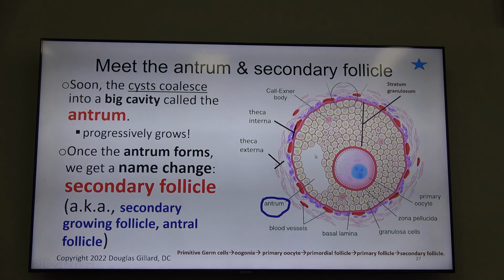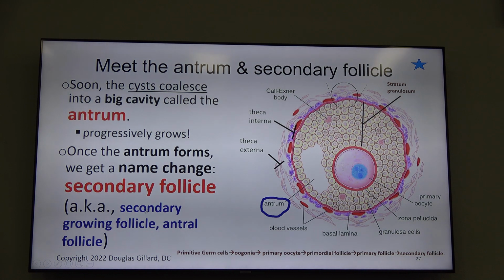But this is going to get bigger and bigger, and pretty soon this little lake, if you will, is going to almost completely surround our primary oocyte. But there's going to be a little stalk right here that still connects it. The formation of this antrum is important because we get another name change. Once this antrum, or this little lake, forms, we get the name secondary follicle.